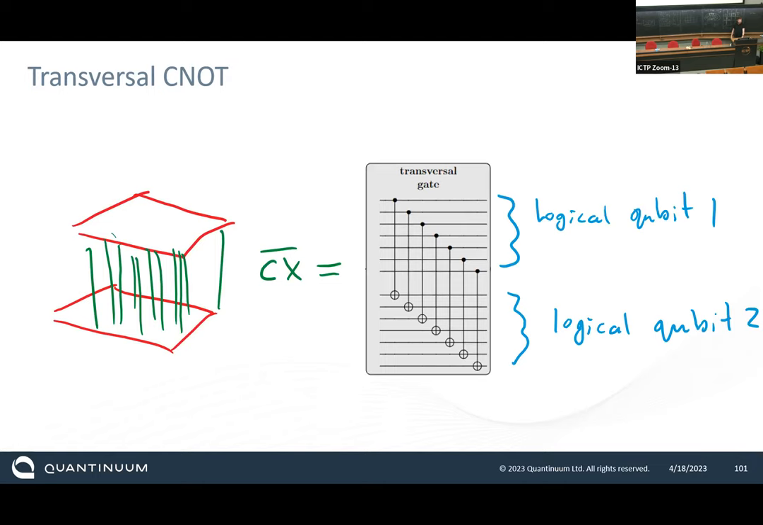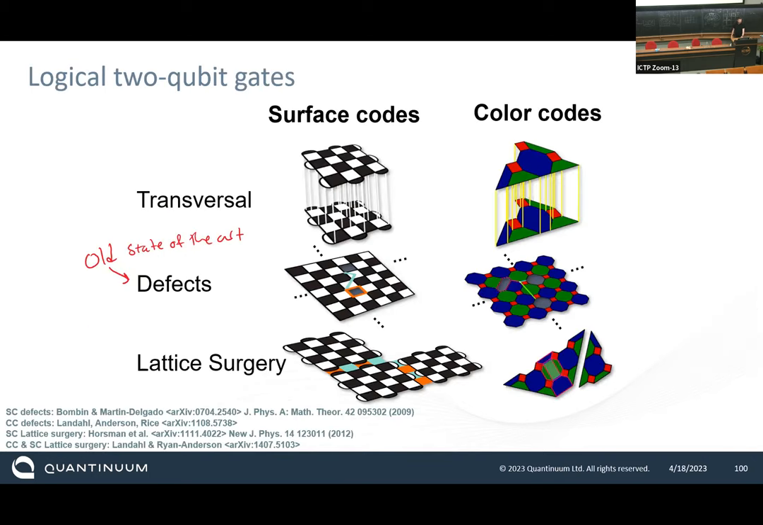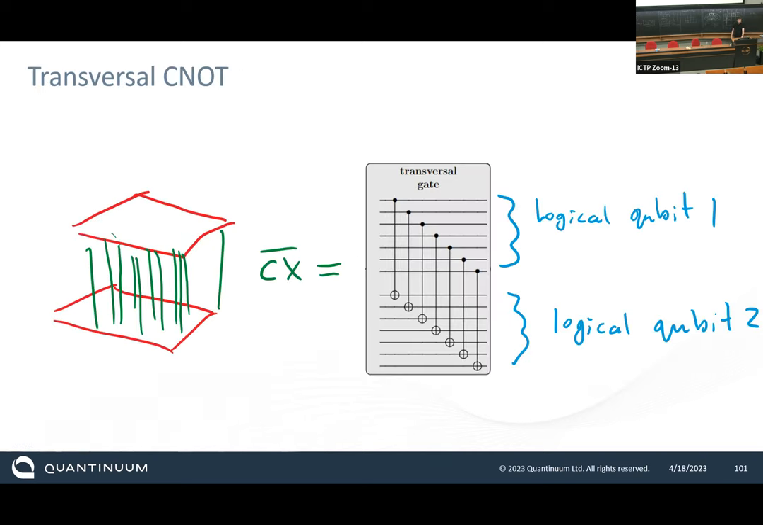One minute, okay. In close to one minute, I can explain the transversal CNOT. So how do you entangle two code blocks? There are other ways to do these entanglements, as mentioned before, but we'll just focus on the transversal gate because it's a lot simpler.